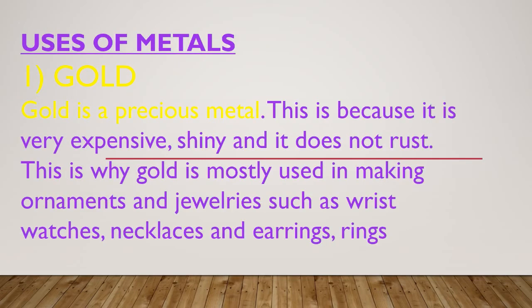So we have gold. What is gold? Gold is a precious metal. This is because it is very expensive, shiny, and it does not rust. This is why gold is mostly used in making ornaments and jewelries such as wristwatches, necklaces, and earrings. Not forgetting rings as well.